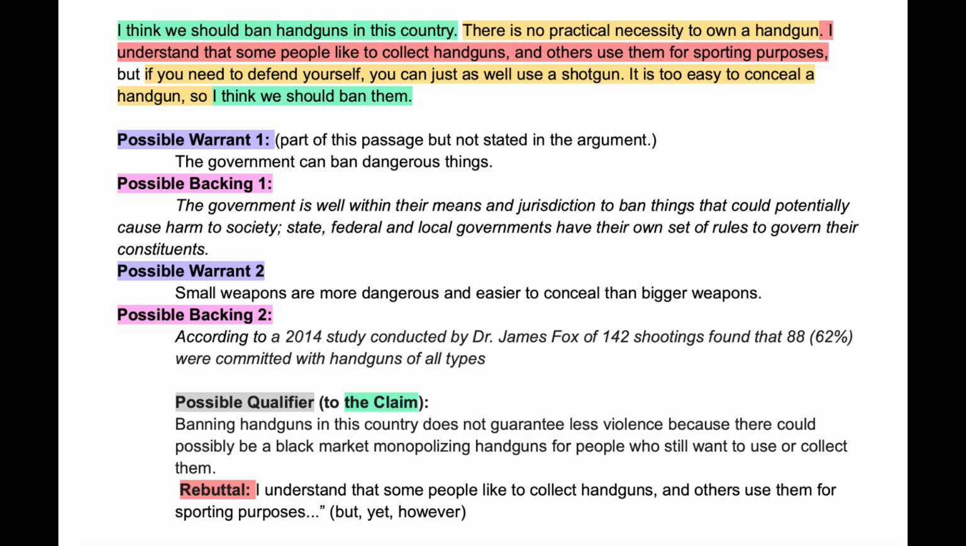And the last part is the rebuttal. The rebuttal right here could say that, as we mentioned before, I understand that some people like to collect handguns and others use them for sporting purposes, right? Essentially what you have there is a counterclaim response to your original claim, right? It's acknowledging the opposite side and the opposite opinion, but still letting people know that you are retaining your own position, right? And we use words such as but, yet, or however to continue the rebuttal, right?